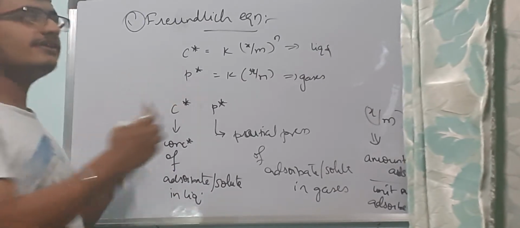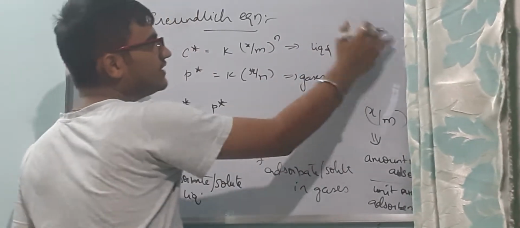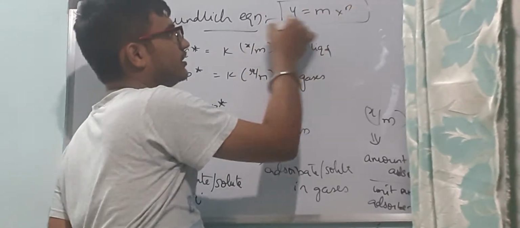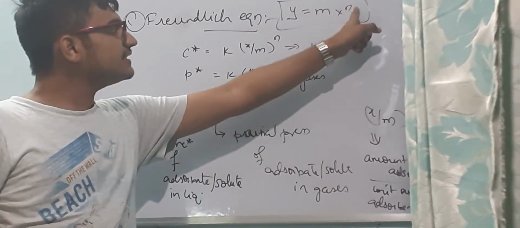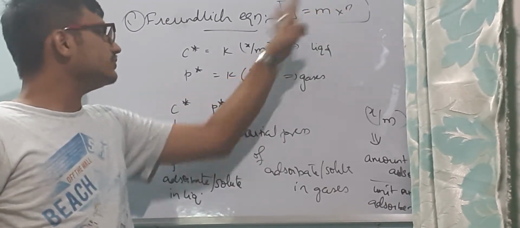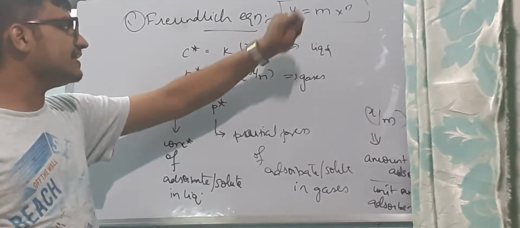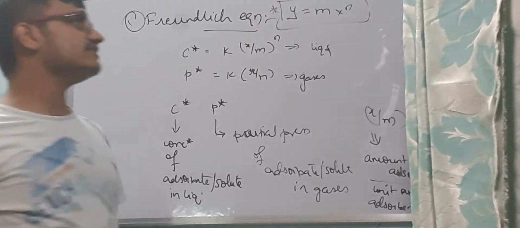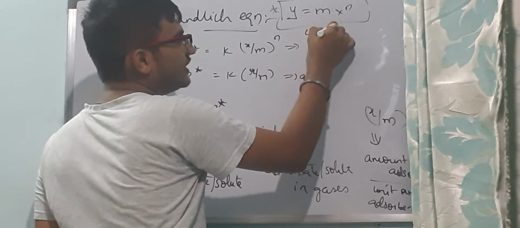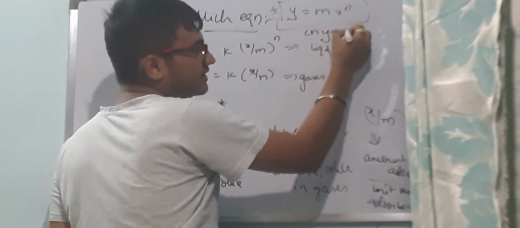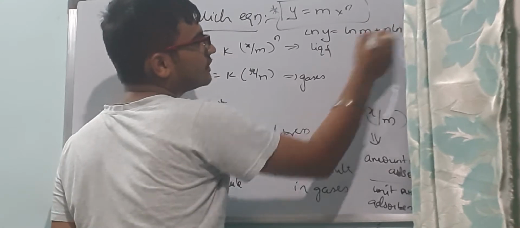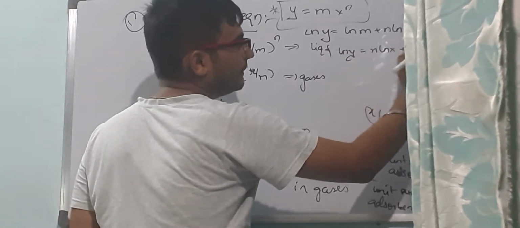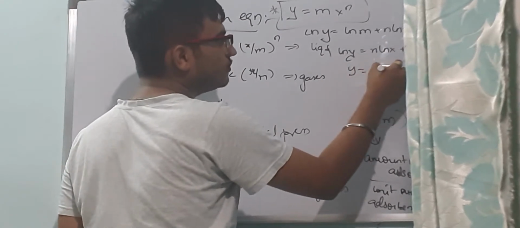Generally, in general we write this as y is equal to m into x to the power of n. This is a general relation we write, where this x is x by m, n is equal to 1 for gases, n is equal to n for liquids, and for liquids you will take y as C, and for gases you take this as P. So this is the general equation we write: y is equal to m x to the power of n. If you apply ln on both sides, ln y is equal to ln m plus n into ln x. ln y is equal to n ln x plus ln m. So this is of the form y is equal to mx plus c.